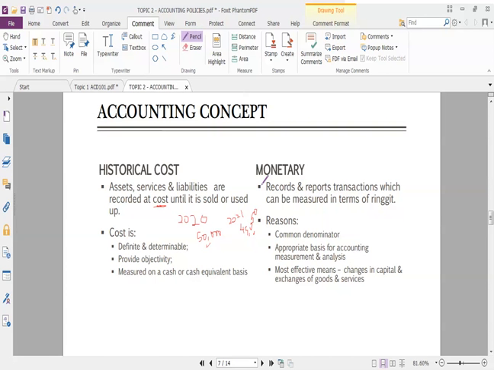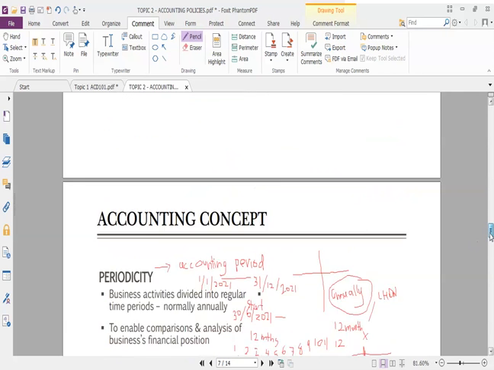So why? Because of the monetary. What is the reason for using the monetary to record the value of items in accounting? Because the monetary is the common denominator. And then it is the appropriate basis for accounting measurement and analysis. It is the most effective means of recording changes in capital and exchanges of goods and services, by using monetary terms.